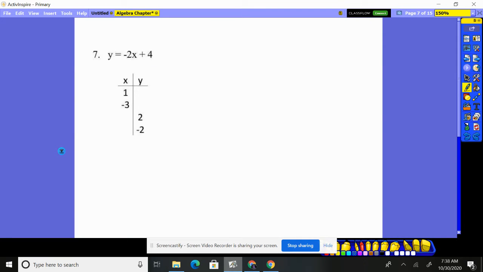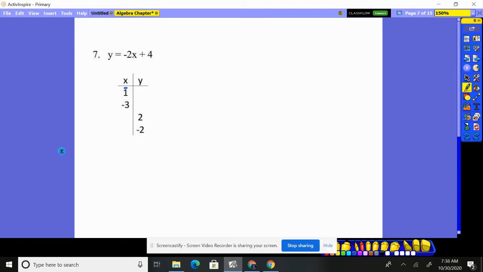Number 7, it wants us to fill in this t-chart. All we have to do is plug in x being 1 and figure out what y is. Then plug in x is -3, figure out what y is. Then it switches it up. We have to plug y in as being 2 and solve for the x variable. So each time you're simply plugging in one of the values and solving for the other variable.